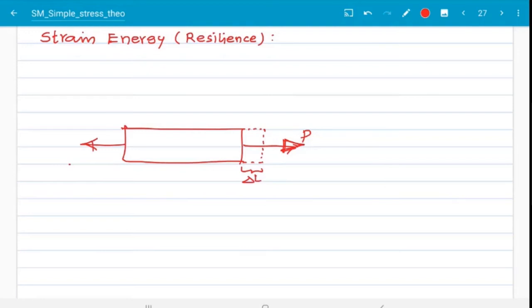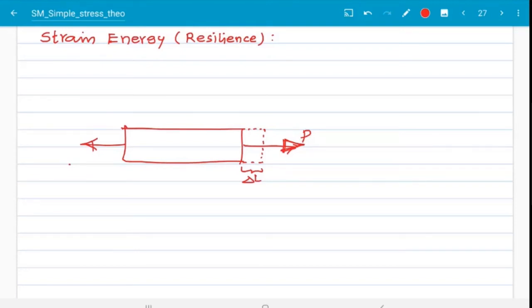What is the product of P into del L? Force into displacement. Work done. That's all. Work done. Very simple. Right. So the work done is nothing but energy.